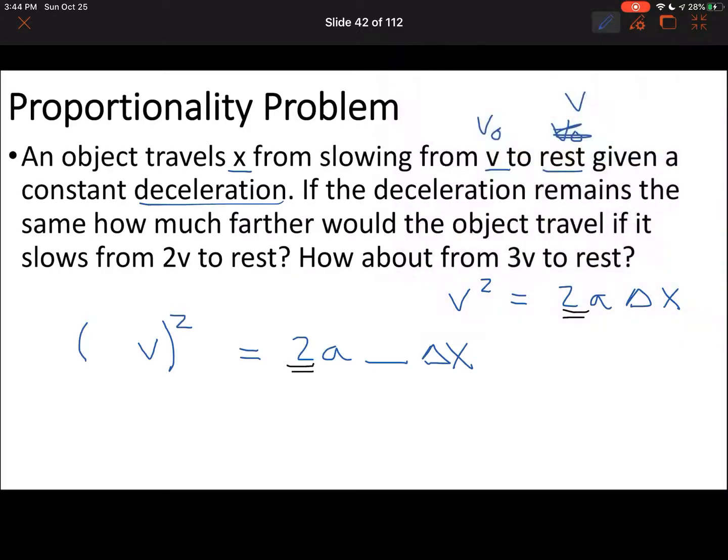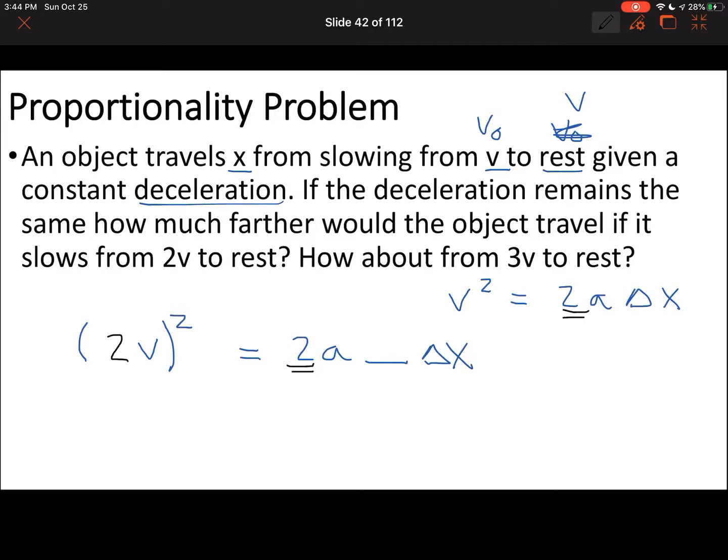But think about it before we jump into proportionality. Let's think in terms of the equation. What am I doing to v in my first case? Well, I'm doubling it. I'm going to have twice the amount of velocity that I did before, and I want to know how is that going to affect the acceleration.